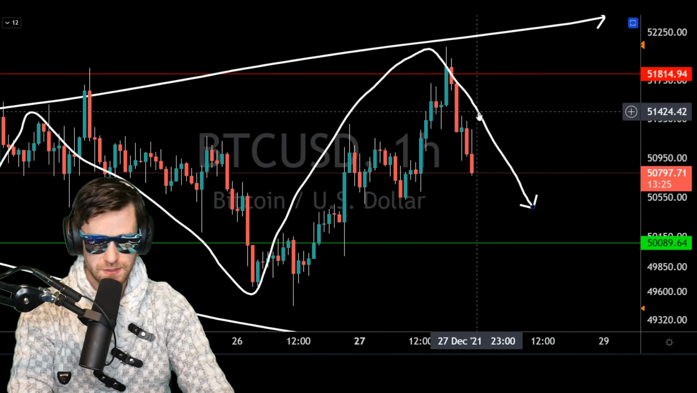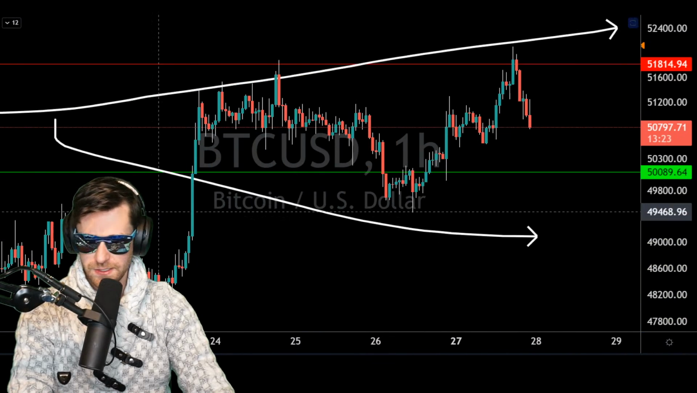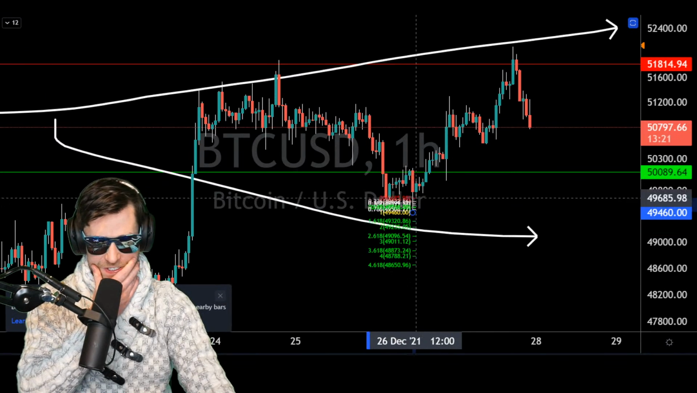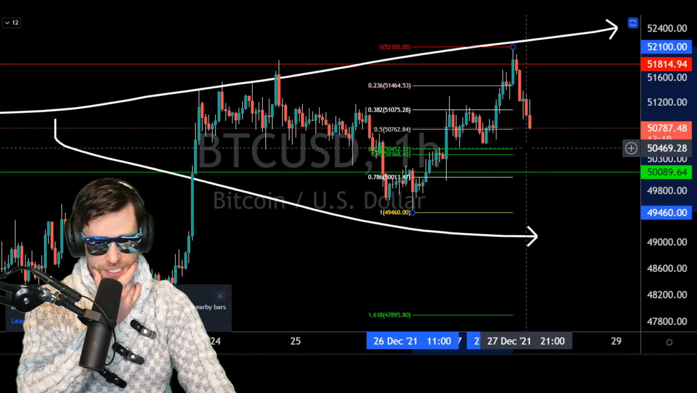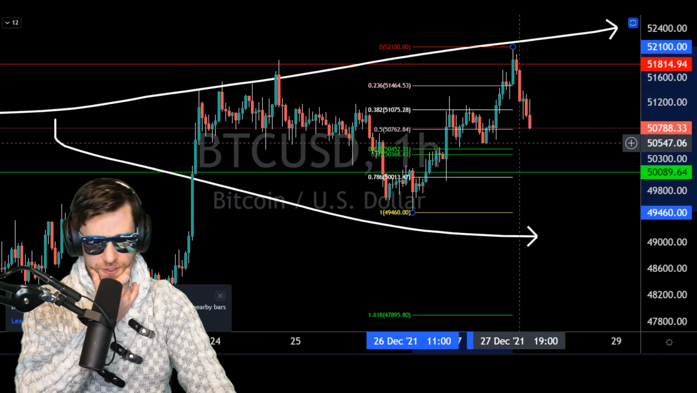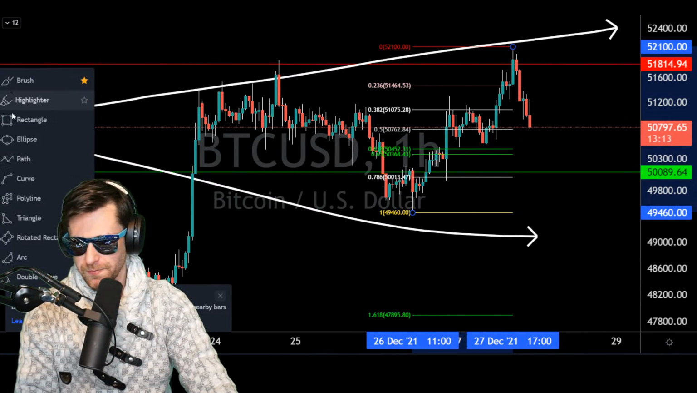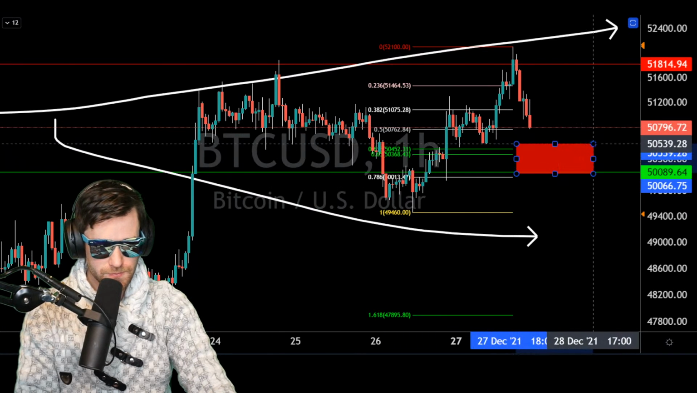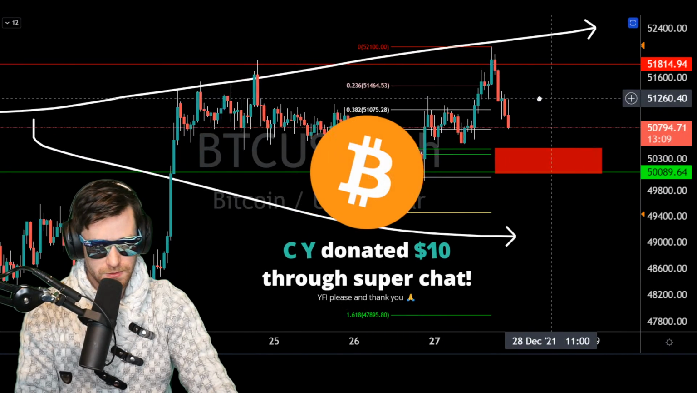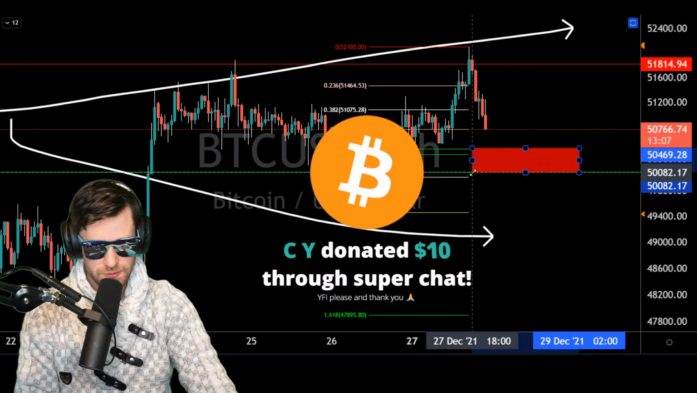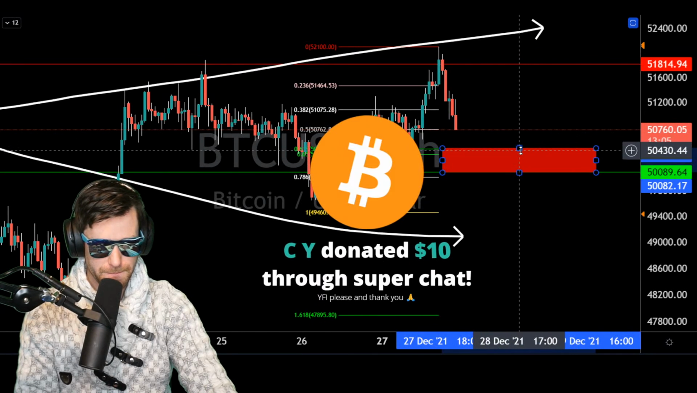Getting spicy. Let's take a fib retracement here. Have we golden pocketed? No. At the 0.5, fair enough. 50.5. Poop. Should be some kind of support. YFI please and thank you.